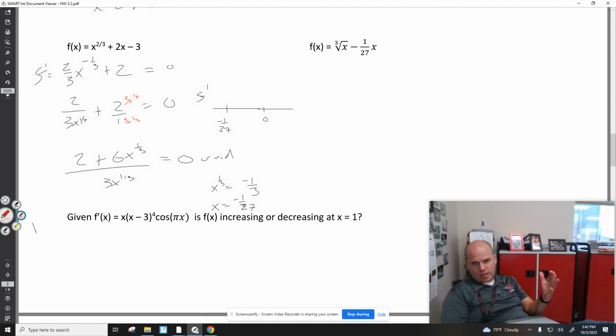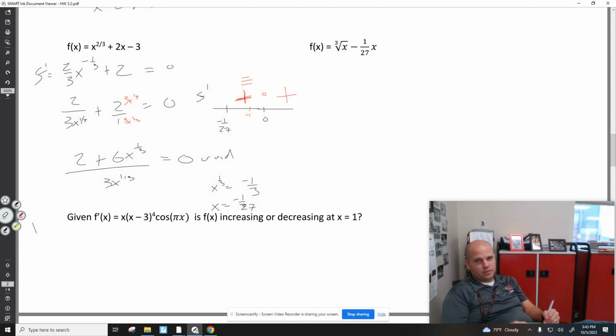Okay. What do I plug in? Values that are easily cube rooted. 8. Cube root of 8 is 2. Okay, that's easy. Positive. Negative 1. The cube root of negative 1 is negative 1. So if I plug in negative 1, I get 2 plus negative 6. That's a negative. And I also get negative 3. So I got a negative over a negative. So that's actually a positive. So that goes there.